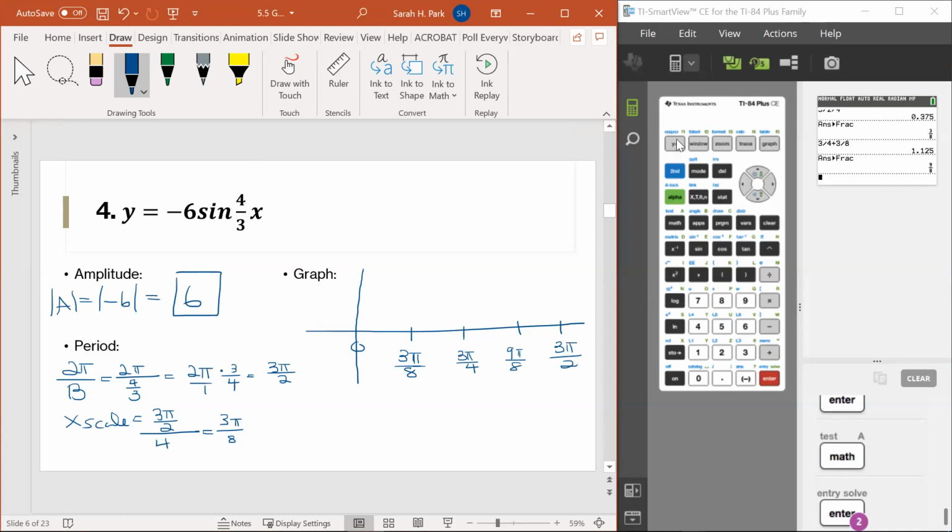All right, so graphing, we get -6 sine of 4 over 3x, take graph. And I forgot to do one thing. Forgot to change the window. So for the window, we start at 0. X max ends at the period, 3 pi over 2.